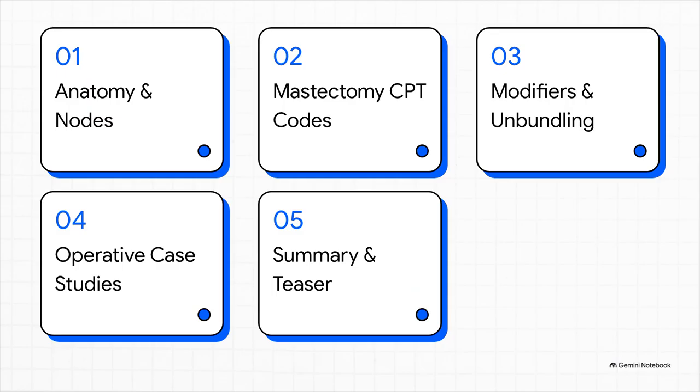Since medical coding is so strictly rules-based, here's our roadmap for today. We'll hit 1. Anatomy and axillary nodes. 2. The mastectomy CPT code hierarchy. 3. Modifiers and unbundling traps. 4. Operative report case studies. And 5. Our masterclass summary and teaser.